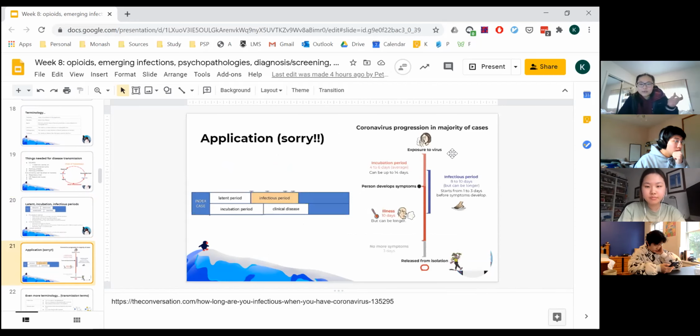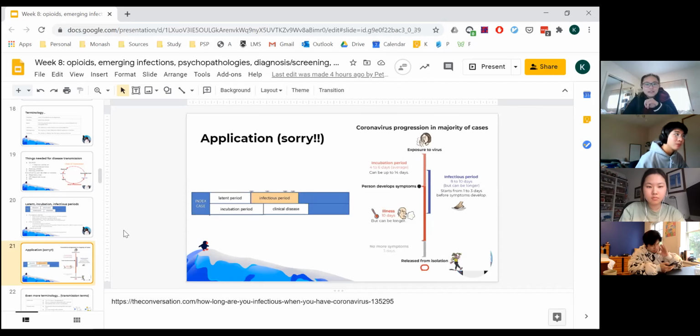But the issue with the coronavirus is the incubation period, so the time between when you get infected and when you're able to pass on the disease. Is it shorter? No, it is longer than the latent period, when you're actually not infectious. So you can actually be infectious and asymptomatic at the same time. This is bad because you can pass on the disease before you know you actually have the virus.